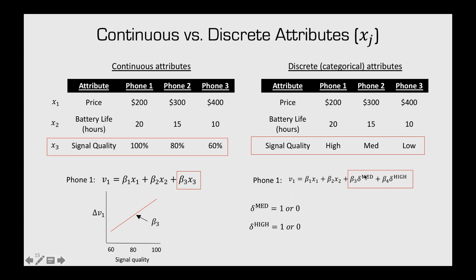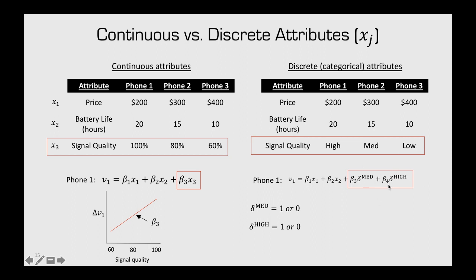If my phone, let's say phone 2, has a signal quality of medium, then the delta here is going to be 1 and the delta here is going to be 0, which means this whole term is going to drop out. Likewise, for phone 1, it has a high quality, so this one's going to be 0 and this one's going to be a 1. So it's only going to get a contribution from beta 4. Now you'll notice that there is no delta for low. Why is that?